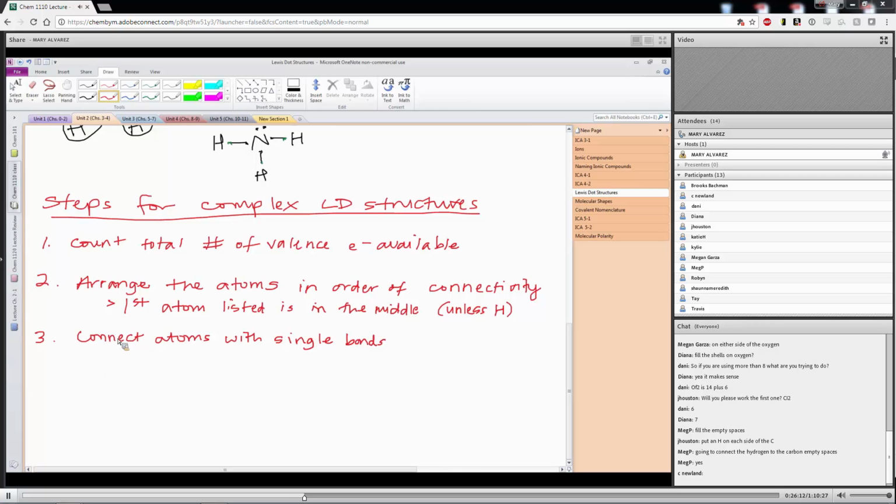And as we're doing this, we might track how many electrons we have left, because we only have the number of valence electrons that we started with in order to try to fill these connections. So we'll track those. In step 4, any remaining electrons that you have after you have already connected your atoms with single bonds, we're going to distribute in the following manner.